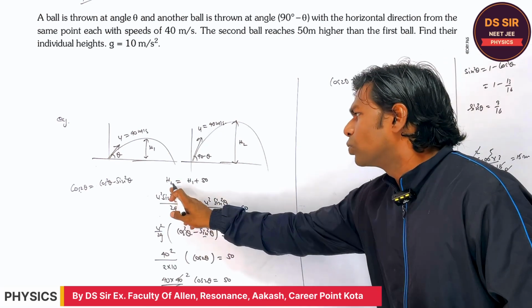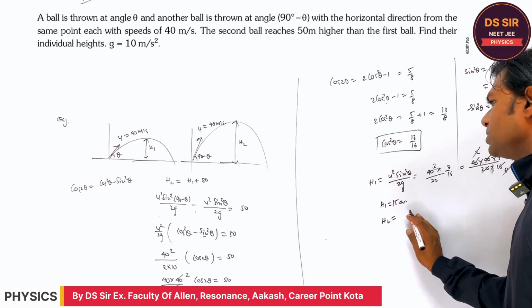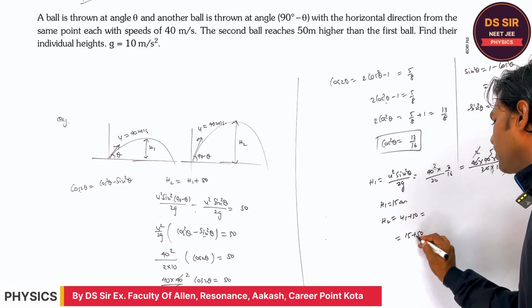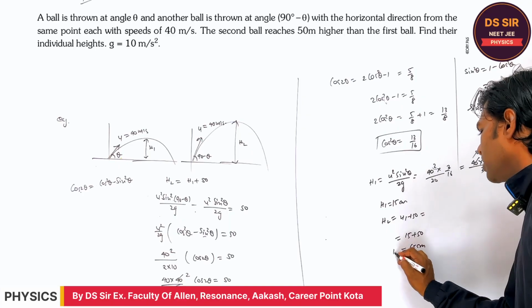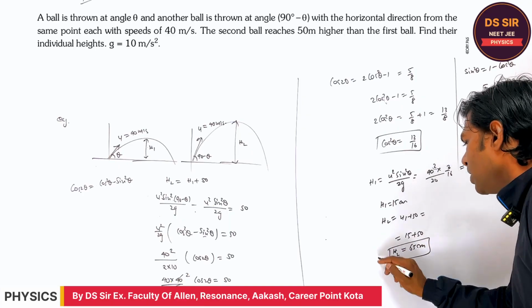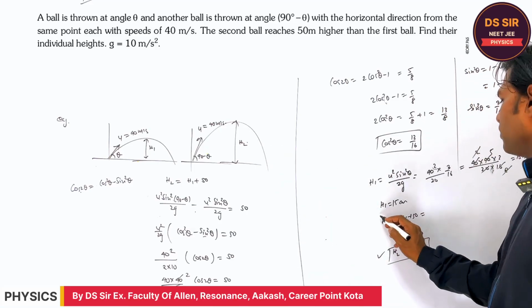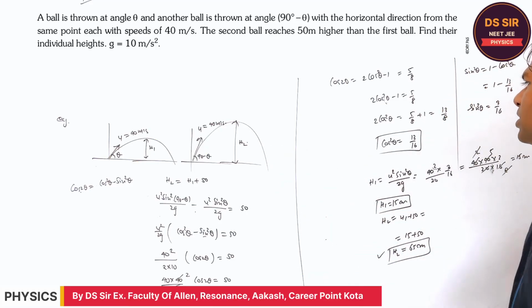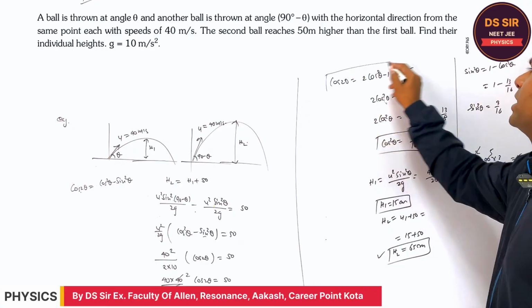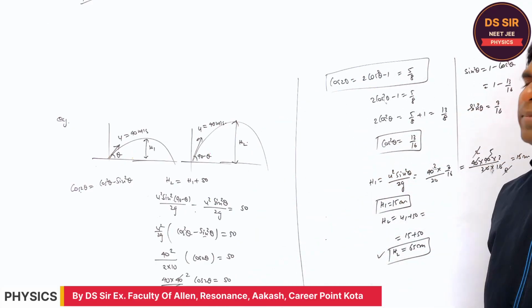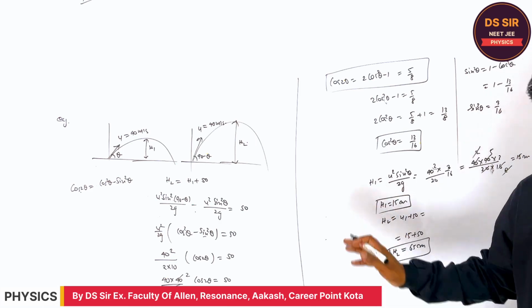And what is h2? h2 is h1 plus 50. So it is 15 plus 50, which is equal to 65 meter. So this is the value of the individual heights. The h2 is 65 and h1 is 15 meter. Right. So we have used this identity, one more identity: cos 2 theta may be written as 5 by 8. Is it clear? Copy this.